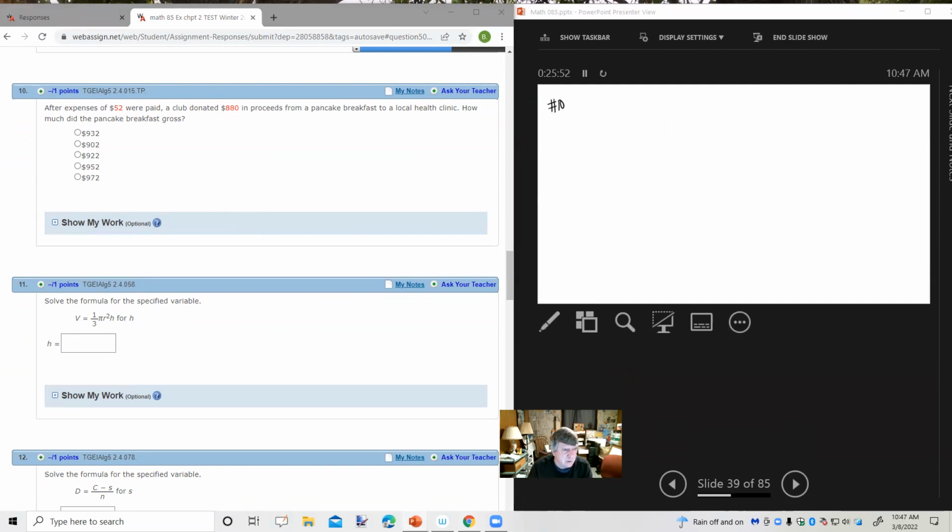All right, number 10. After expenses of $52 were paid, a club donated $880 in proceeds from a pancake breakfast to a local health clinic. How much did the pancake breakfast gross? So they paid $52 in expenses and donated the rest, right? So we've got the expenses plus the amount they donated. 880 plus 52 is $932.